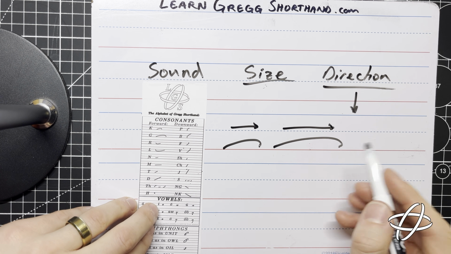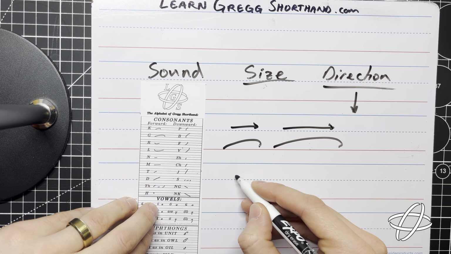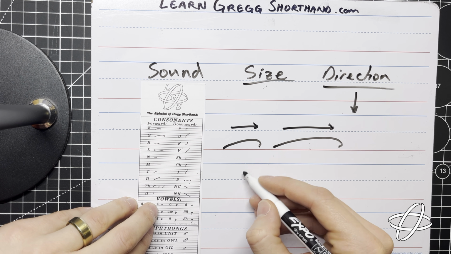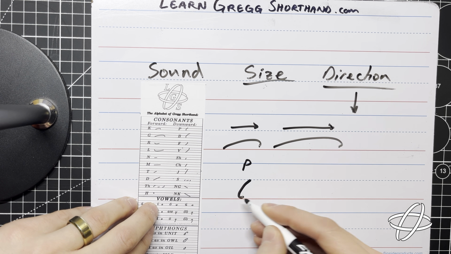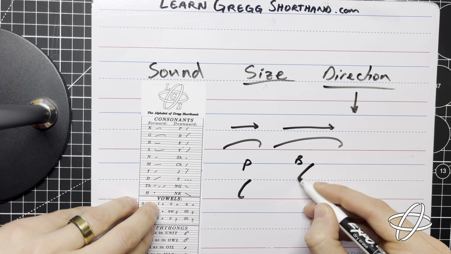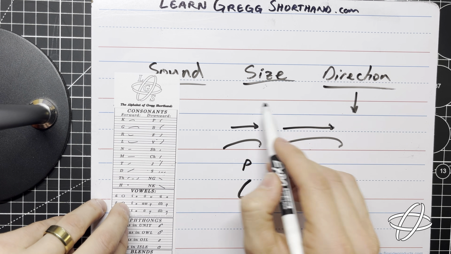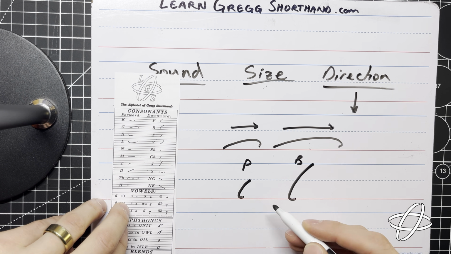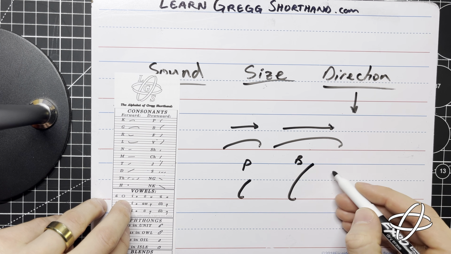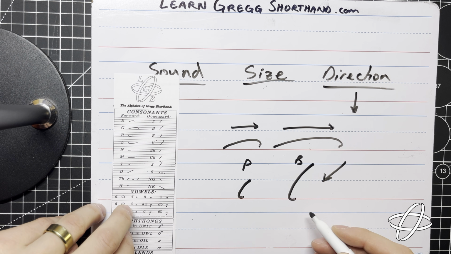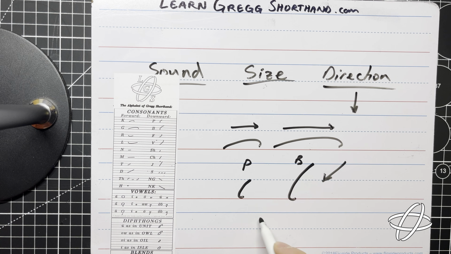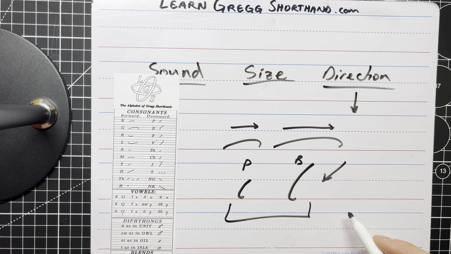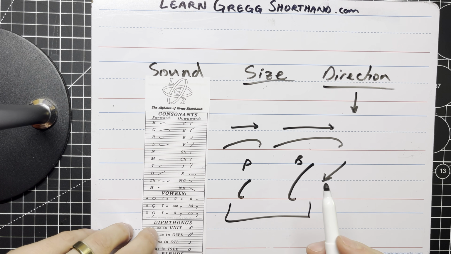If we have, for instance, the next grouping, which is P and B, which we haven't introduced yet, P and B, again, they follow the same pattern that they are differentiated in size, but you'll notice the direction has changed. So these characters here belong in the downward strokes of Gregg shorthand.